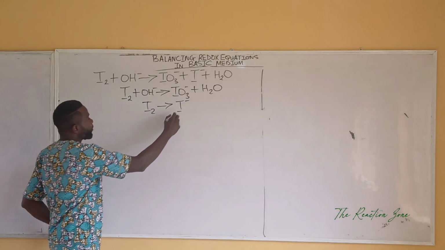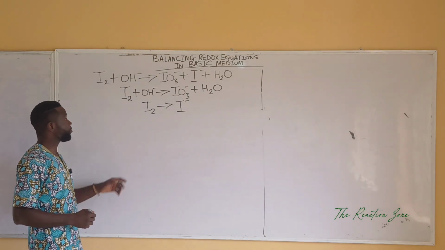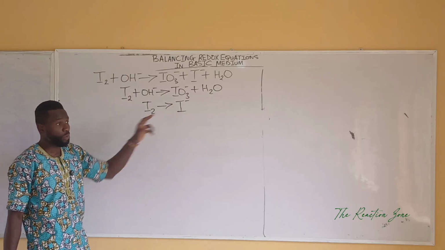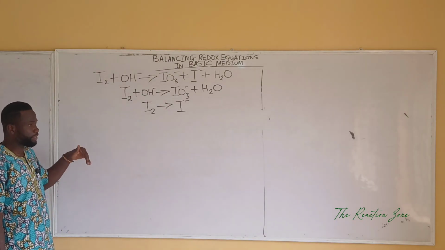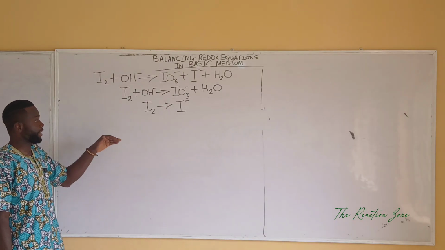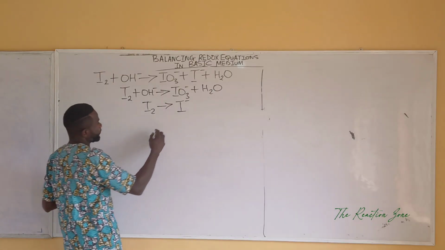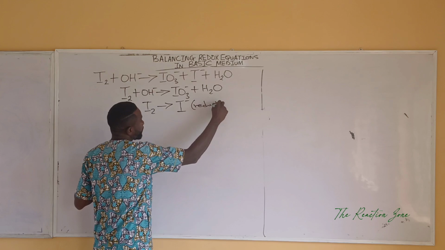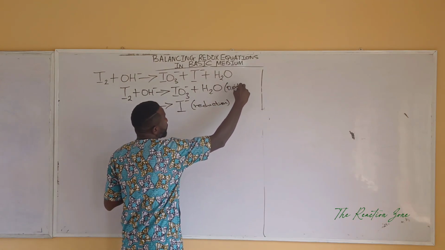Now, when you look at the second half equation, you'll discover that the oxidation number of iodine here is 0. The oxidation number of iodine here is minus 1. So it means that there is a decrease in the oxidation number of iodine as you're moving from the left to the right hand side of this equation. So that means that this half equation is reduction, and this half equation here is oxidation.